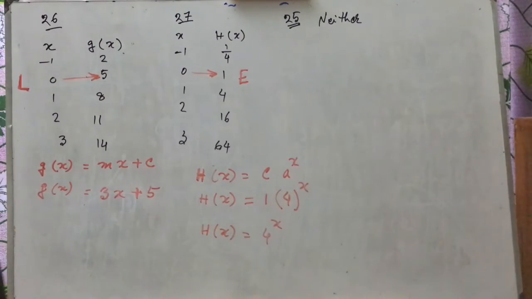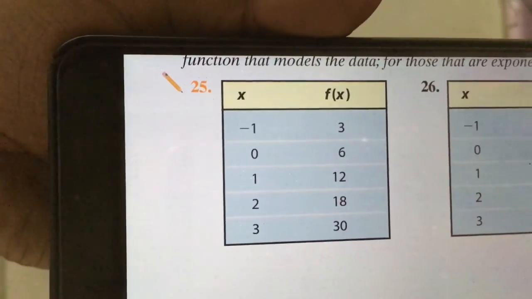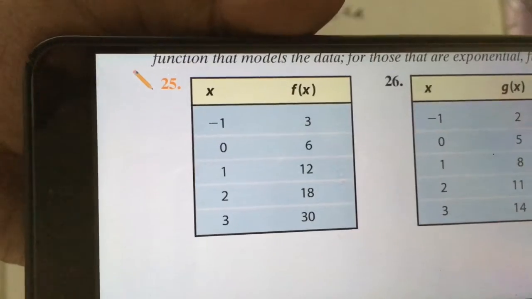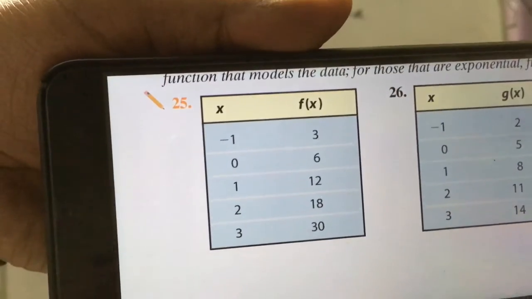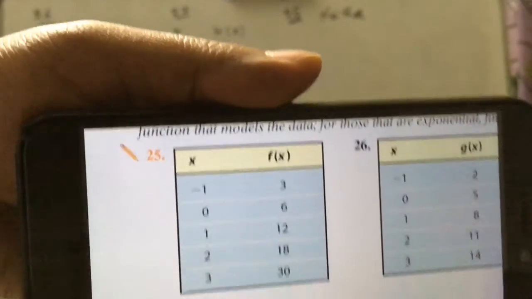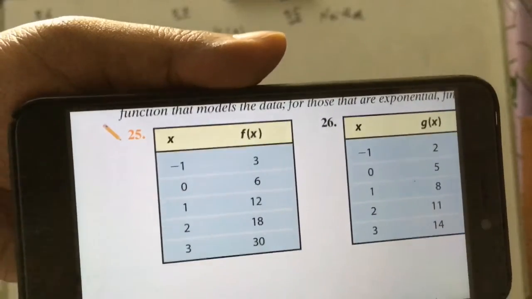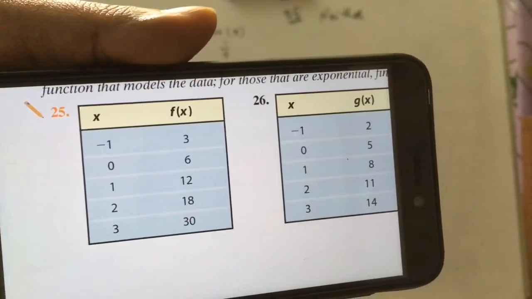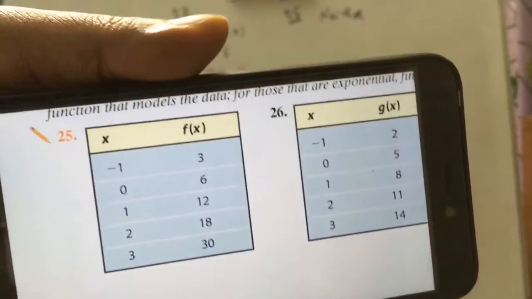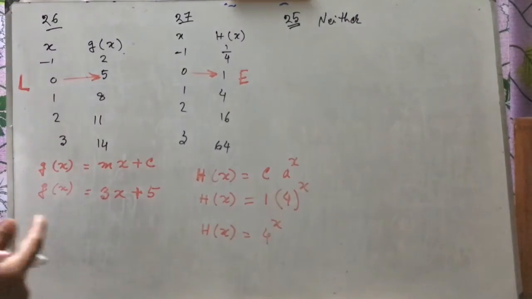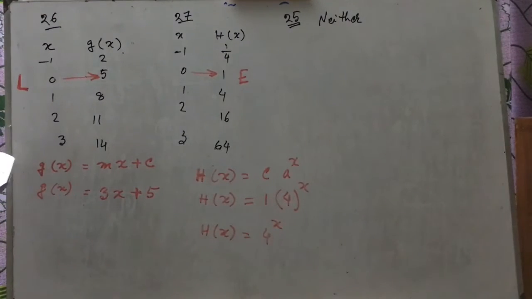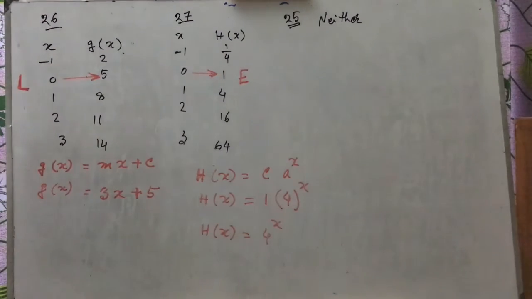Let me show you that. I think you have the data with you. So if you see, 6 minus 3 equals 3, then 12 minus 6 equals 6. The difference is not matching. The first two numbers' difference is 3, the second two numbers' difference is 6, so it is not linear. Then if you divide, 6 divided by 3 equals 2, 12 divided by 6 equals 2, but 18 divided by 12 is not equal to 2. So the division is not matching, so it is not exponential data. So I think 25, 26 and 27 are neither.